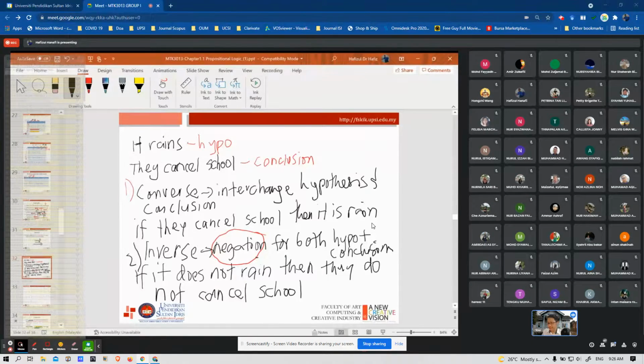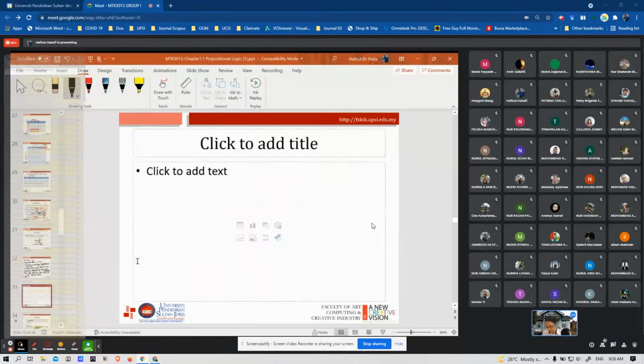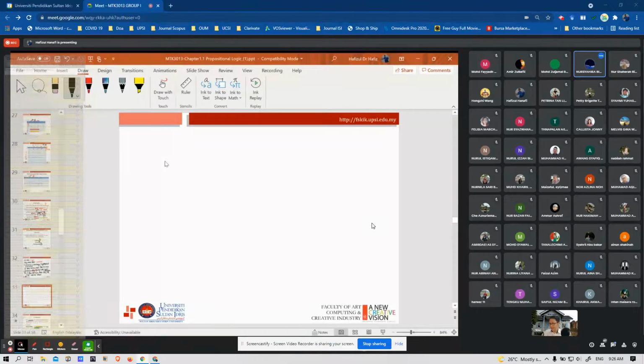Okay, we have the converse, we have the inverse, and the other one we have is the contrapositive. All of these are conditional statements. Please bear in mind.